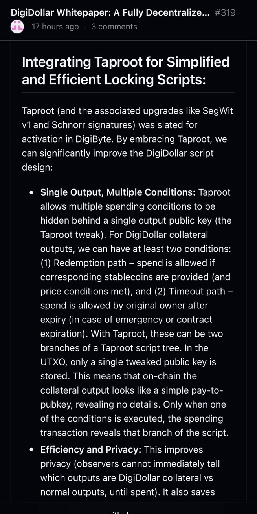Integrating Taproot for simplified and efficient locking scripts. Taproot, and the associated upgrades like SegWit v1 and Schnorr signatures, was slated for activation in DigiByte.